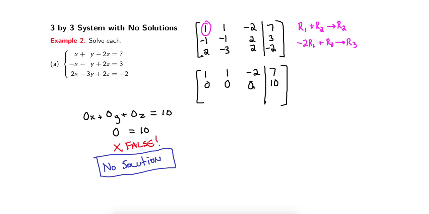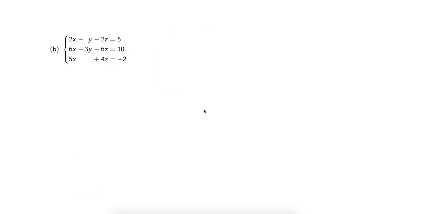So again, look at how much less work there is in example 2a compared to example 1a or example 1b. All right, example 2b. If we work this problem, we have 2, negative 1, negative 2, and then a 5. We have a 6, negative 3, negative 6, and a 10. We have a 5, a 0y, so we'll use a 0 for y, so there's an instance where we don't have a variable, and then a 4, and then negative 2.